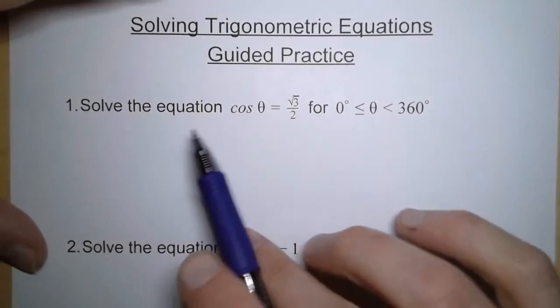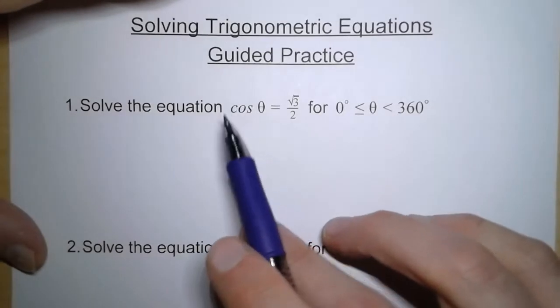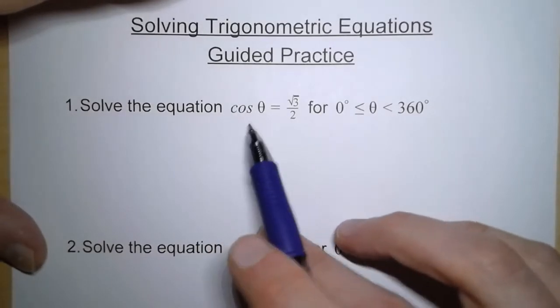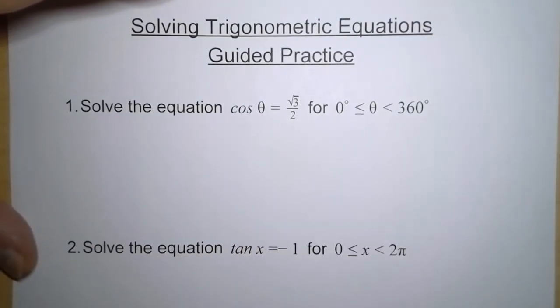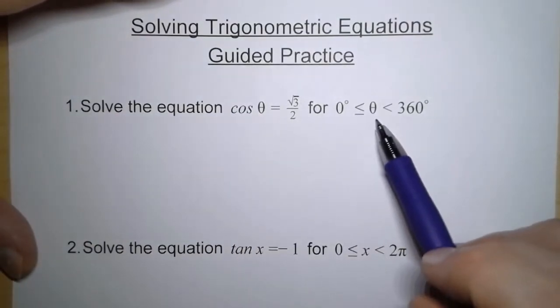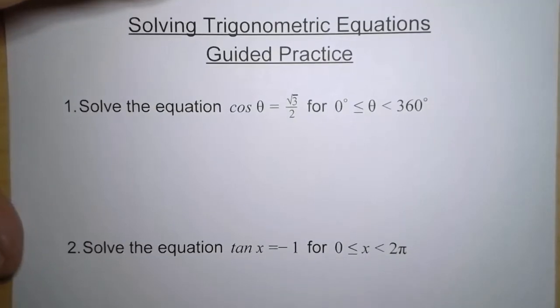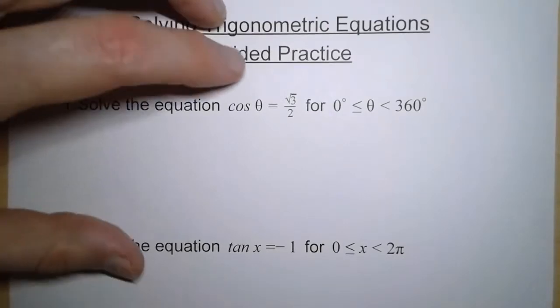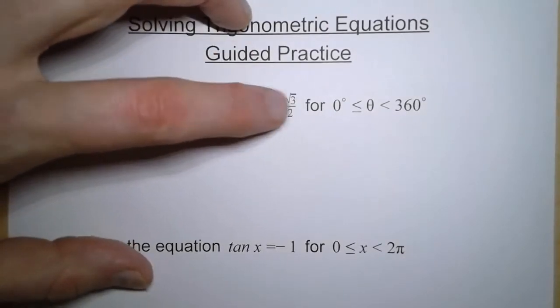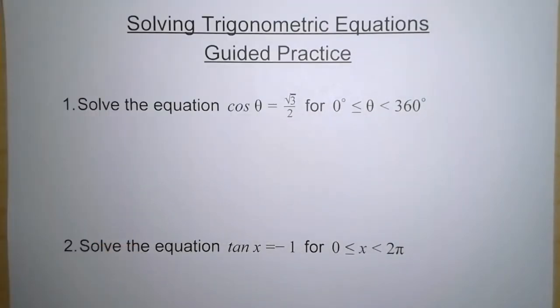So, what we're given is a trig equation and a certain ratio. Here we're told that cosine of theta equals square root of 3 over 2 for 0 less than or equal to theta less than or equal to 360 degrees. So what does that mean? Well, we want to figure out the angle that makes cosine square root of 3 over 2.